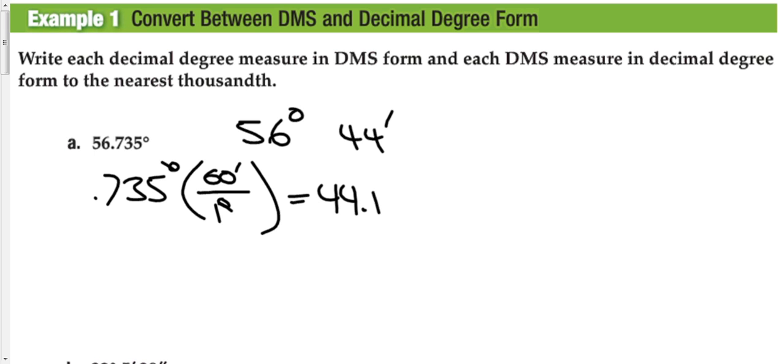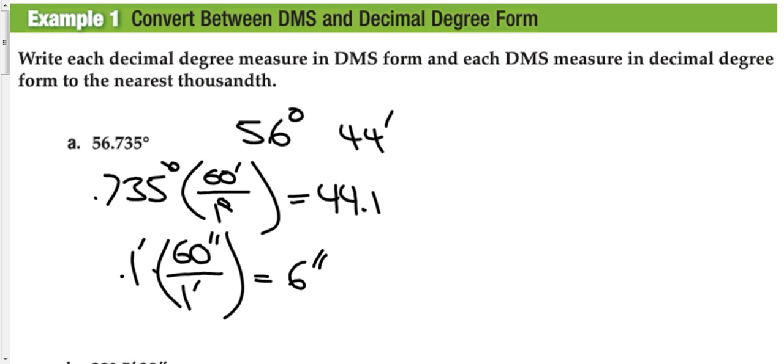Now I'm going to do it again, but I'm only going to use the decimal part. So I'm going to take 0.1, I'm going to multiply it again by 60, and these are 0.1 minutes. So now I can say that there's 60 seconds in 1 minute. And I'm going to use that conversion factor right there to give me the number of seconds. And multiplying these two together gives me a 6. So this answer would be 56 degrees, 44 minutes, 6 seconds.